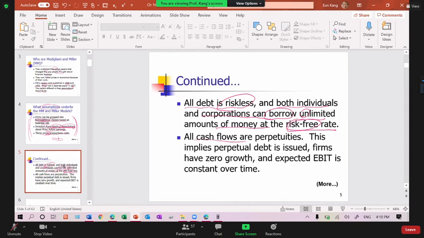And all cash flows are perpetuities. That's also wrong. Cash flows fluctuate, right? Perpetuity means the same cash flow, the same net income forever. So that is also not realistic. Also, perpetual debt is issued. Firms have zero growth, and that's also not realistic. Usually companies grow. And expected EBIT is constant over time. So that's also not true, right?